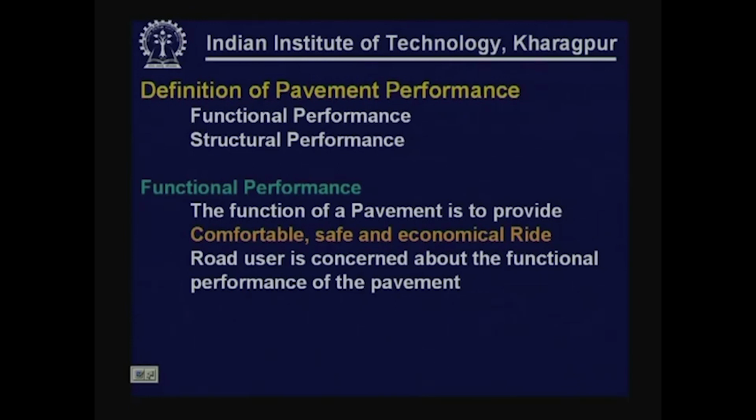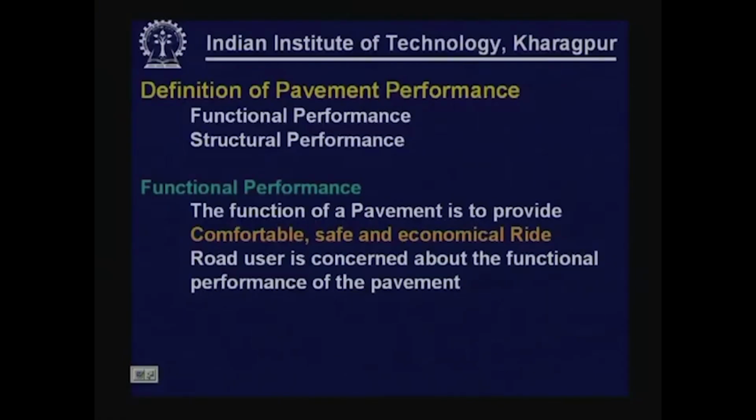Functional performance is taking into consideration the function of the pavement. What is the function of the pavement? The function of a pavement is to provide a comfortable, safe and economical ride to the road user. This is what the road user is concerned about. He is really not bothered about what material is used, what the strength of the material is, or what thickness was used. As long as he is getting a comfortable ride, he is safe on the road and he is getting an economical ride, he is happy. So, from the road user's point of view, we have to take into account functional performance.